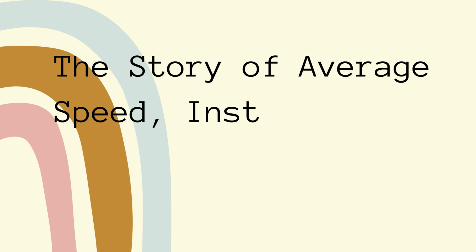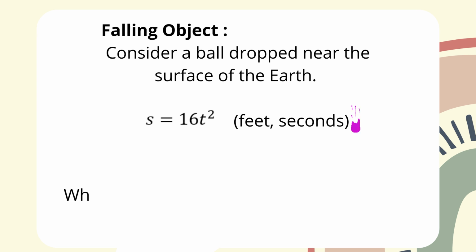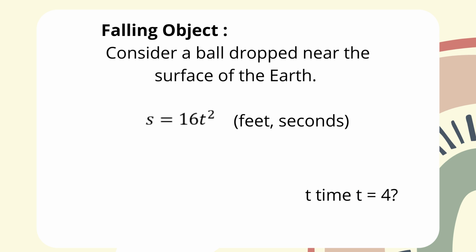This is the story of average speed, instantaneous speed, and limits. Consider a falling object. A ball is dropped near the surface of the Earth, and we've defined it with s equal to 16t squared, where distance is measured in feet and time in seconds. A natural question would be, what is the speed of the ball at time t equal to 4?